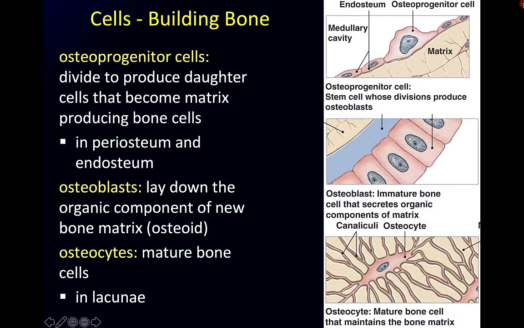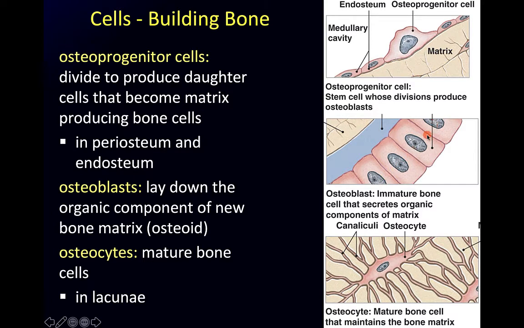So let's take a look at these 2 cells here. Here we have an osteoprogenitor cell. We are in the medullary cavity, the hollow space inside of a bone. So this layer of cells here is the endosteum, endo meaning on the inside. And in this case, the osteoprogenitor can divide to produce cells like these.